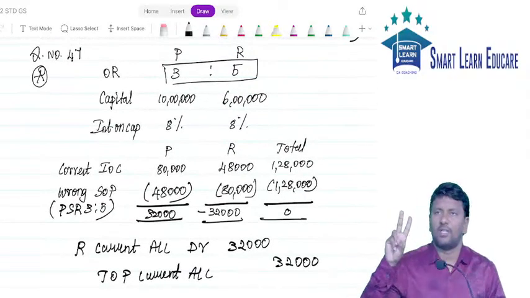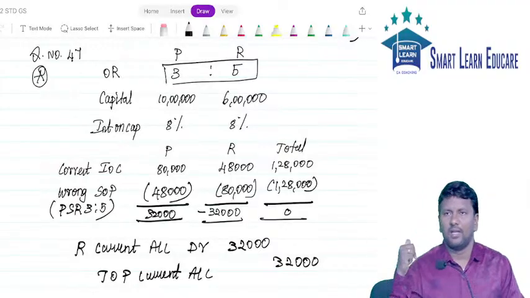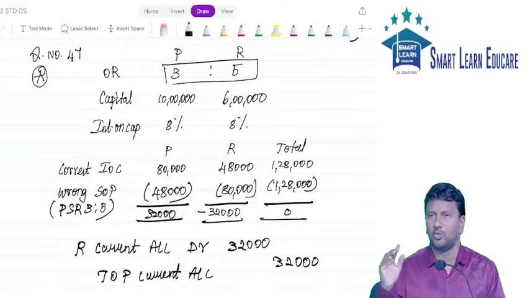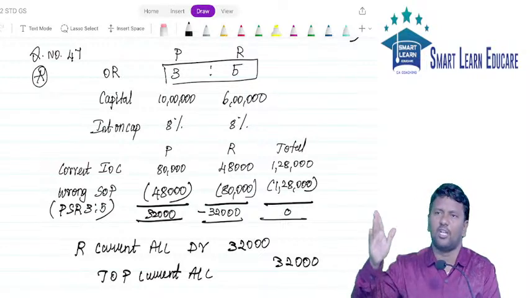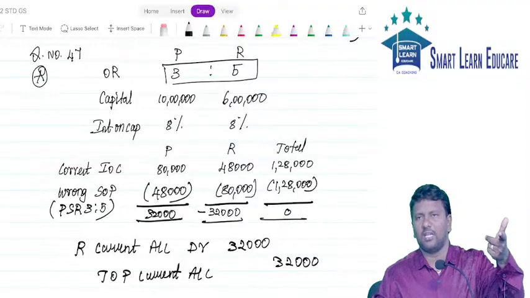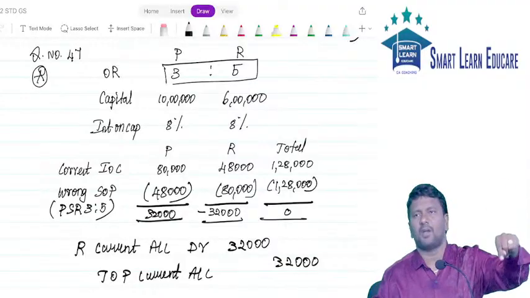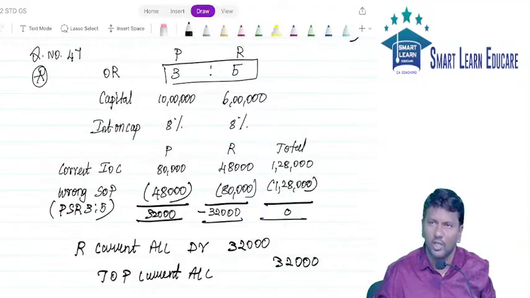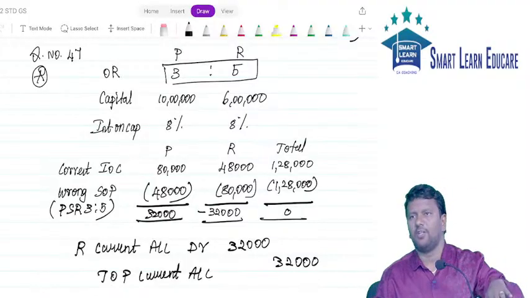In the question, two partners are there, P and R. Capital 10 lakh, 6 lakh. 10 lakh at 8% is 80,000. 6 lakh at 8% is 48,000. So in total 80 plus 48, 128 should be given. This is the correct treatment. But wrongly, they have not given interest on capital, so they have given share of profit in what ratio? Profit sharing ratio. So whatever wrong profit was given, that wrong profit is to be reversed.